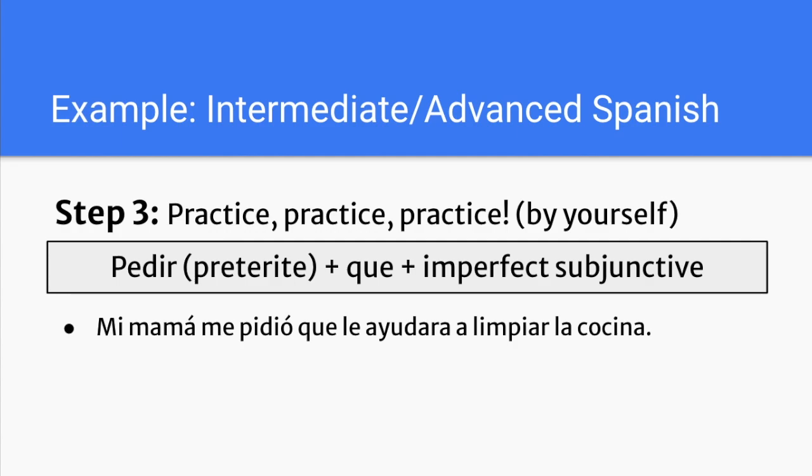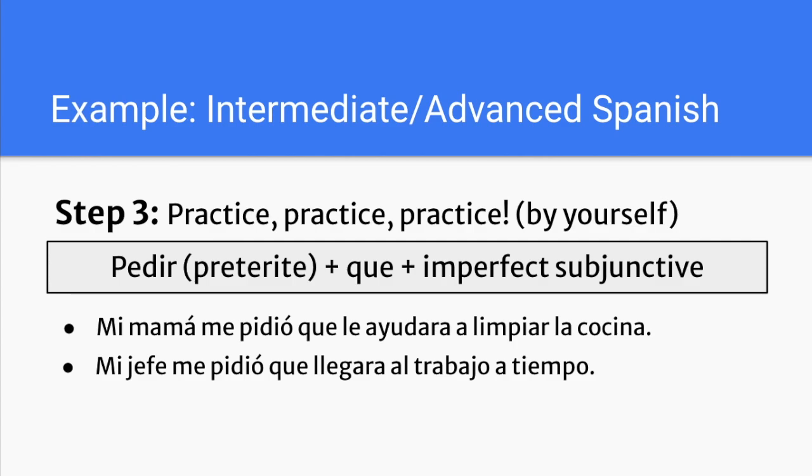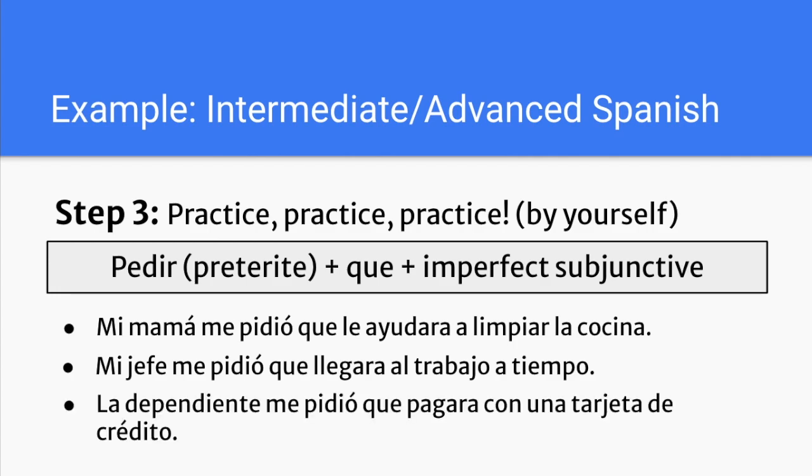So here we have the first one I came up with. Mi mamá me pidió que le ayudara a limpiar la cocina. So in this first group of examples, I will be using the exact same structure that we saw in the book. So it's another person asked us to do something. And for this first group of examples, I'll also stick with regular AR verbs. So my second example then would be: Mi jefe me pidió que llegara al trabajo a tiempo. And the final one: La dependiente me pidió que pagara con una tarjeta de crédito.